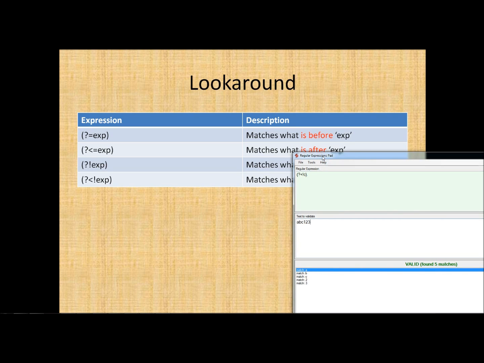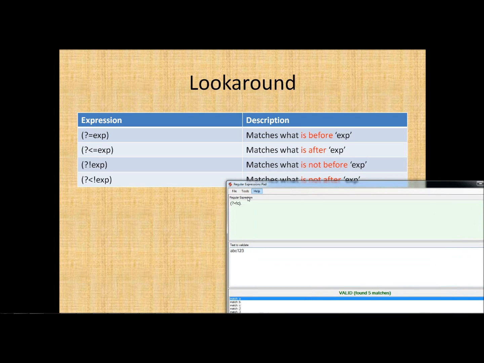So basically look around, what it does is that it looks around whatever you put in there. So let's say I want to find any character that is not being followed by these, or I want to find any letter that is not after something. That's the way you do it. You look around it. That looks around.